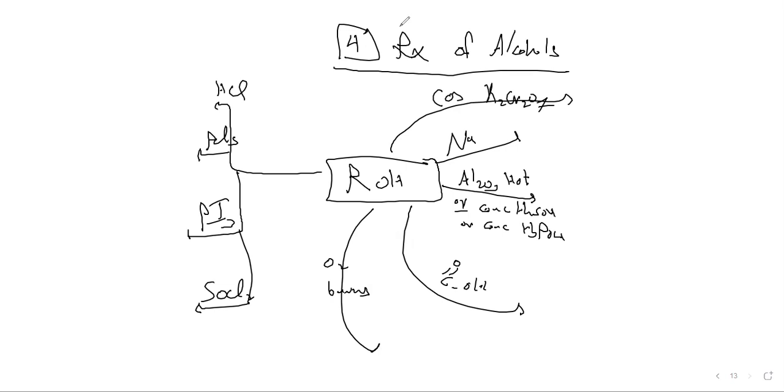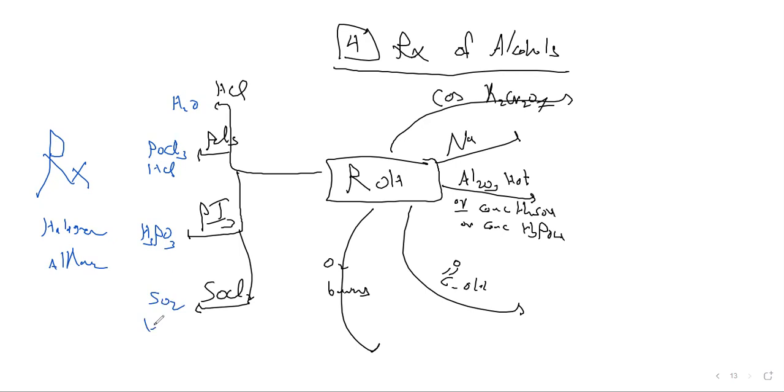You will find that in this case, for the reaction with HCl, PCl5, PI3, SOCl2, all of them will produce the halogen alkane, RX. But the difference is that for each one, it will produce H2O, POCl3 and HCl, H3PO3, SO2 and HCl.